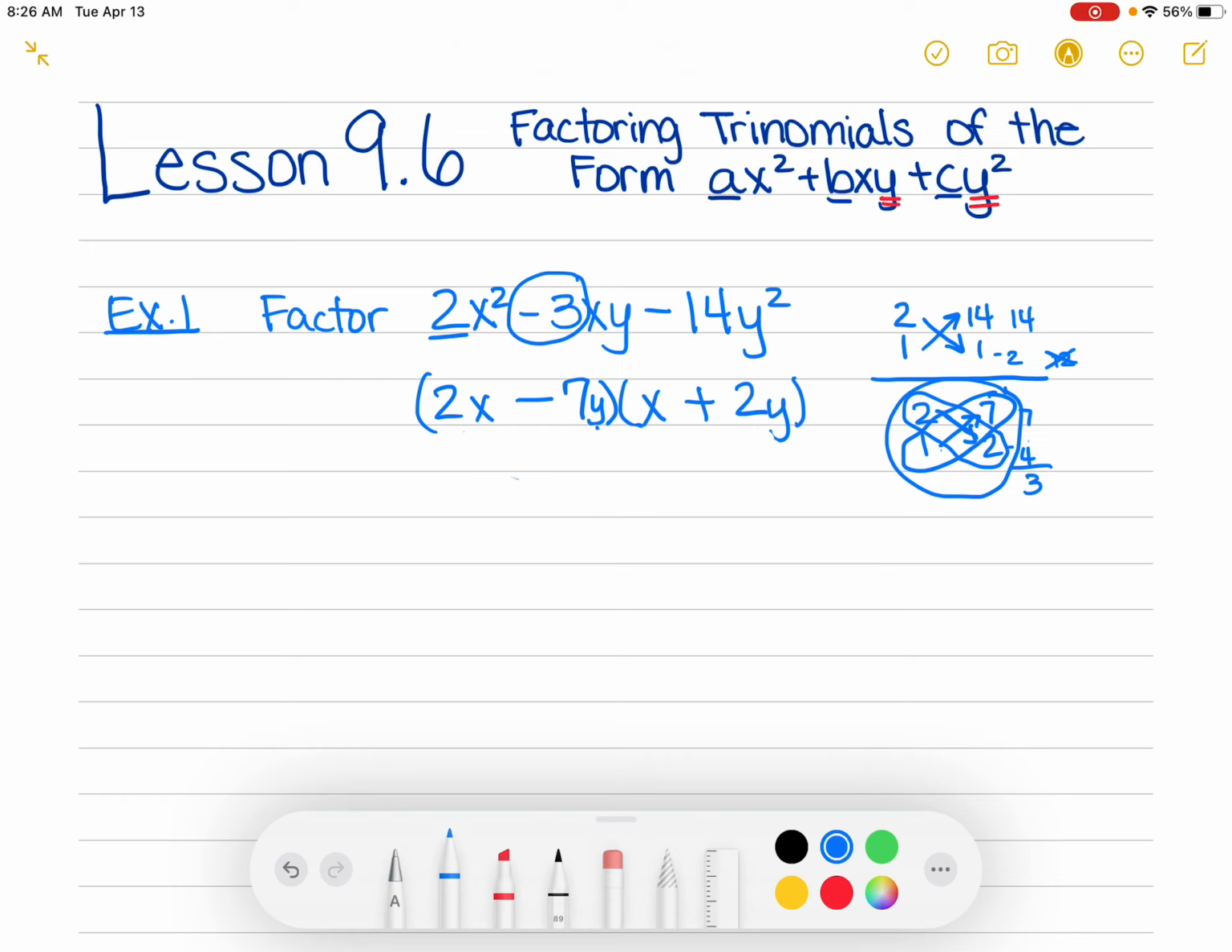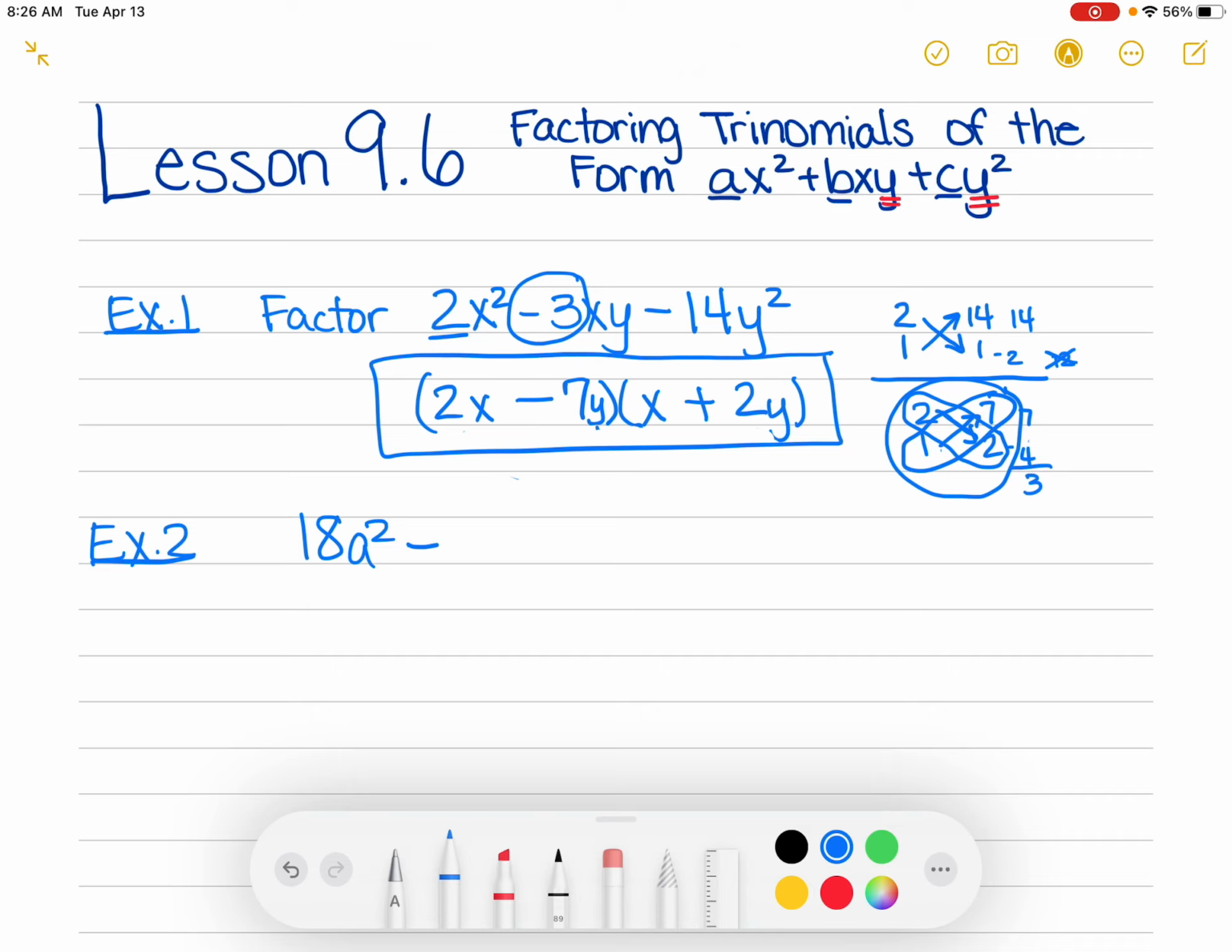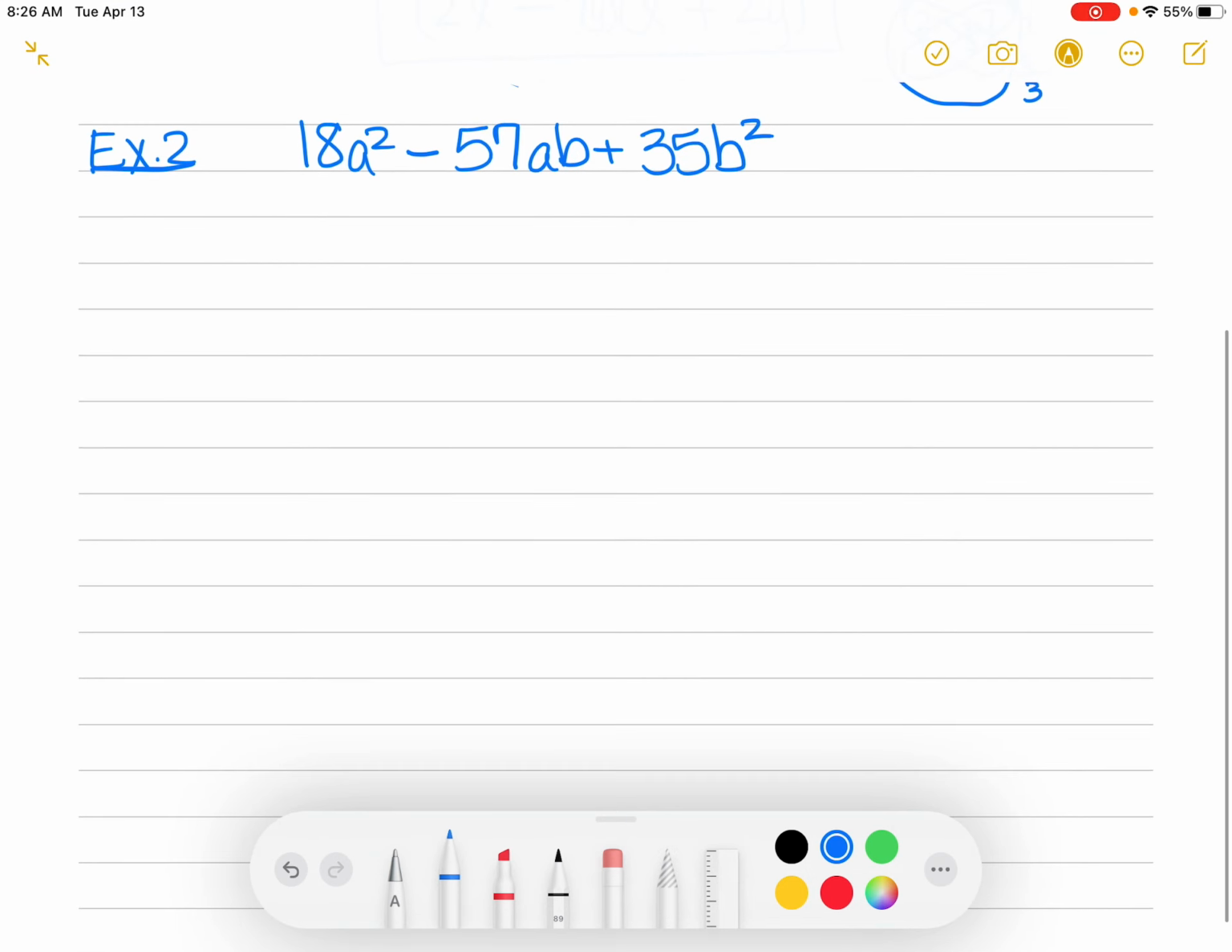Okay, so this is my answer to example 1. Okay, only one more example, example 2. I have 18a squared minus 57ab plus 35b squared. So this time instead of x's and y's, I have a's and b's. Notice that I have a's at the front and b's at the back.